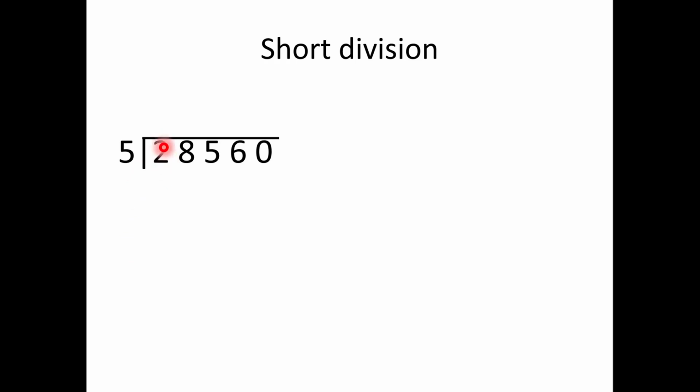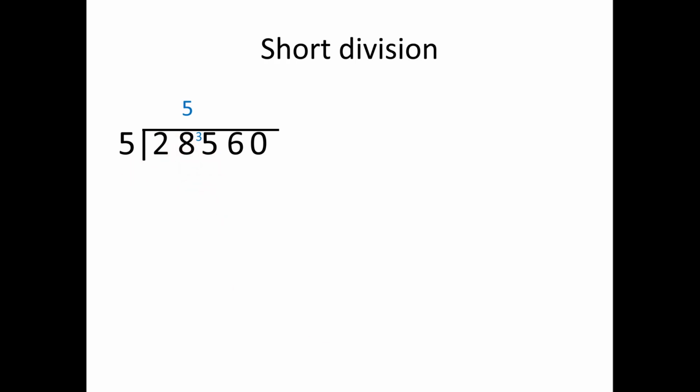So I'll start by dividing the 2 here. Now 5 doesn't go into 2. So at the beginning, if it doesn't go into the first number, I can actually do it over the first two numbers. So 5 goes into 28 5 times, because 5 5s are 25. And that will leave a remainder of 3. And I put that little remainder as a little 3 in front of the next number. So you can see that number here, because 5 5s are 25, that leaves 3 to 28.